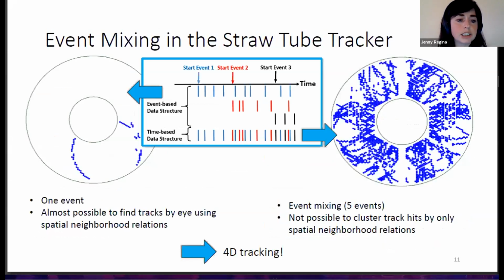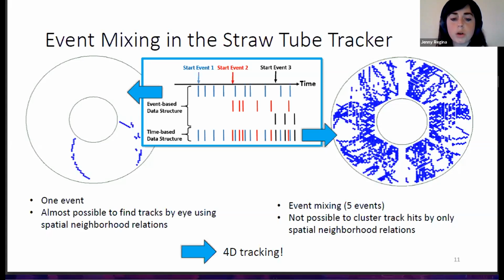And this is how the event mixing will look like in the actual StrawTube tracker. Here you can see a comparison between when we do a track reconstruction on one event at a time, or if we have some level of event mixing. If we have only one event, it looks quite straightforward to perform the tracking, and we can almost map out the tracks by eye. However, it looks really messy when we have event mixing.